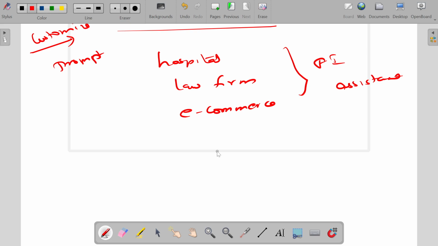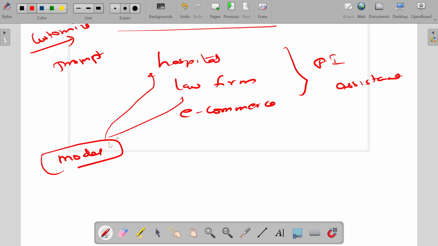Even if they use the exact same base model, they want to customize it. The same model is being utilized in a hospital, a law firm, or e-commerce, but the response that they get should be different, right? The hospital wants a careful, medically appropriate response. The law firm may want formal language with legal terminology. Same model but different use. E-commerce wants friendly, concise customer support.